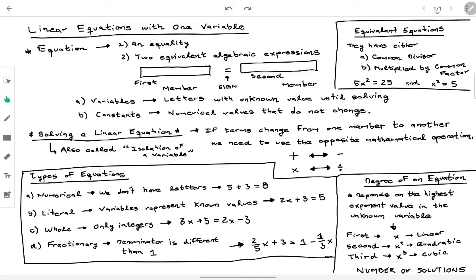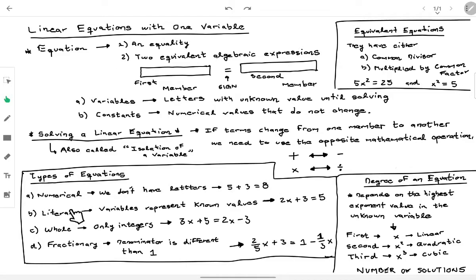Let's see about types of equations and the degree of an equation. So types of equations, there are many kinds. We are talking about 4 of them. The first one is the numerical equation. That means we don't have letters. In this case, we only have numbers. In this case, 5 plus 3 equals 8.